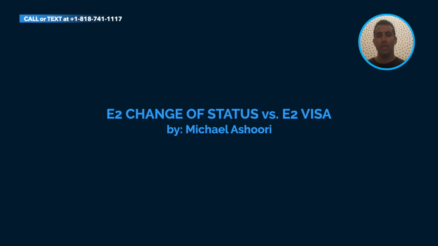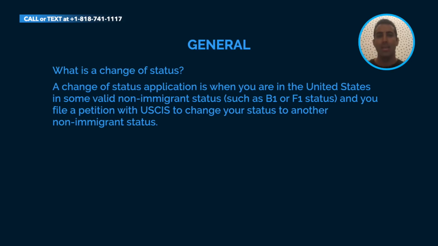Here we have it. E2 change of status versus E2 visa by me, Michael Ashoori. So let's get started. As a general overview, what is a change of status? A change of status application is when you're in the United States in some valid non-immigrant status. For example, you might be in the United States as a visitor on a B1 or on an F1 student status. And the change of status is when you file a petition with USCIS to change from whatever your current non-immigrant status is to another non-immigrant status.